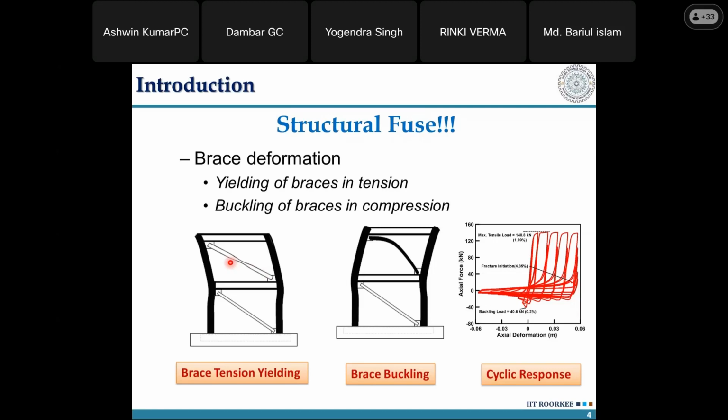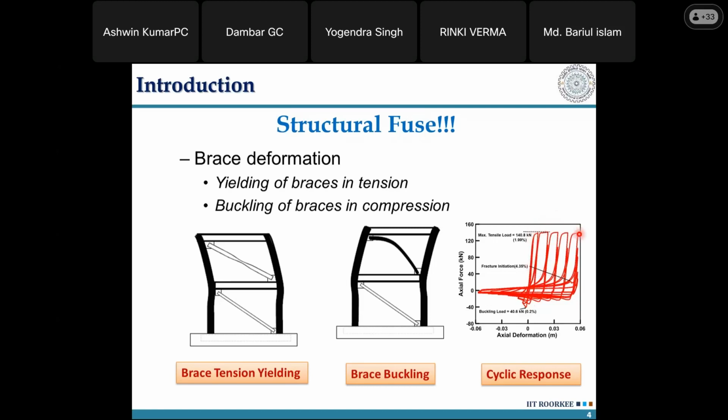The length of the brace is large, and if you understand, the nonlinearity in compression comes due to buckling of the brace member. So you can see on the right side that above the zero axis, the loads that are in the positive side are all tension. You can see the brace behaves elastically, and then it yields at this particular level. These are different cycles. The loading protocol is such that it undergoes different cycles.